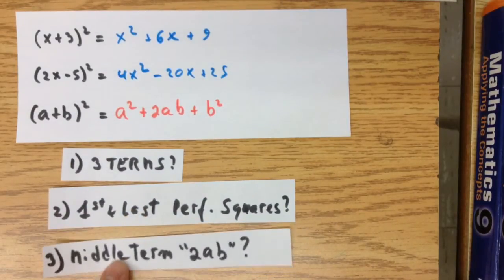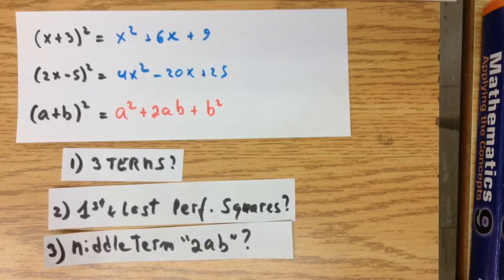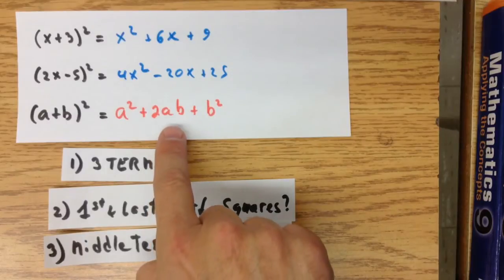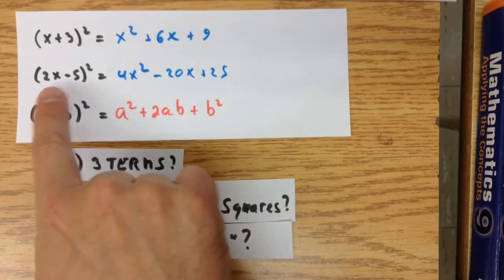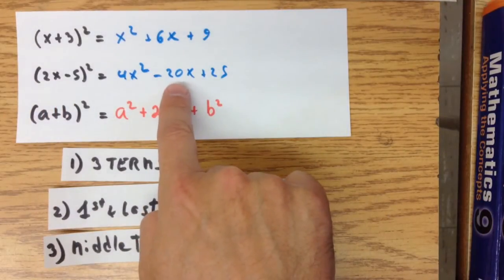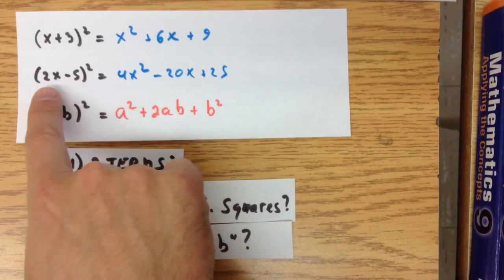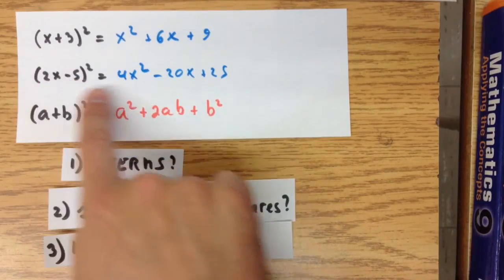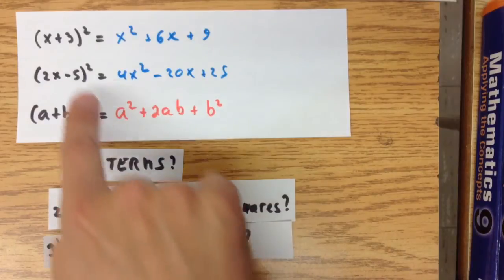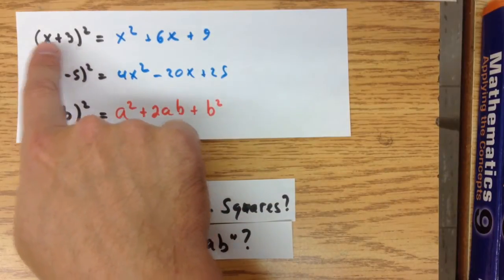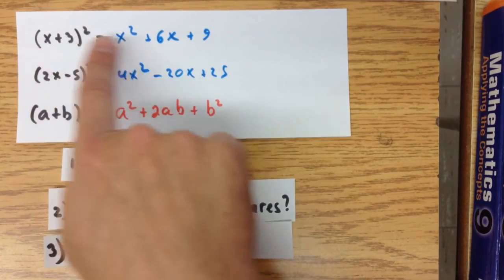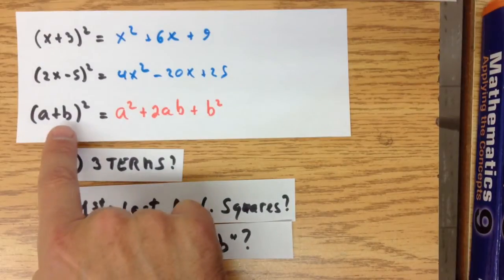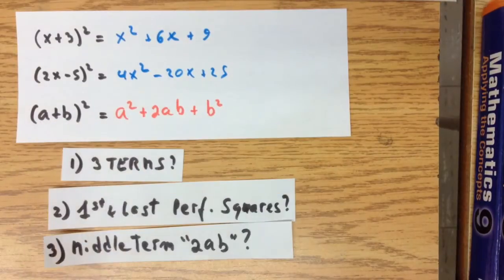And the third question you need to ask is one that's a little more complicated. Is the middle term 2ab, i.e., is the middle term twice the first times the second? So this minus 20, is it twice this times this? Well, this is 2x times minus 5 is minus 10, twice is minus 20. So yes, that's the middle term. And this is 1 and 3. 1 times 3 is 3, double, it's 6. And this is a and b. A times b is ab, double is 2ab.